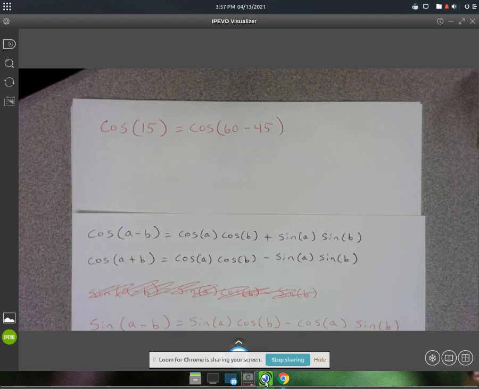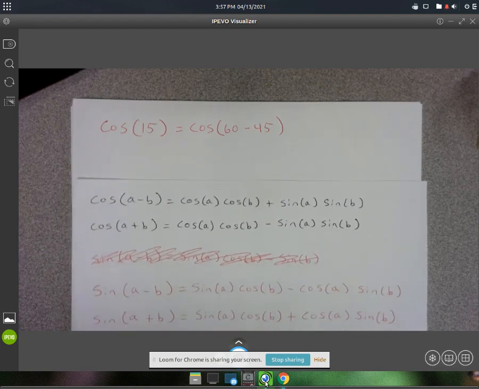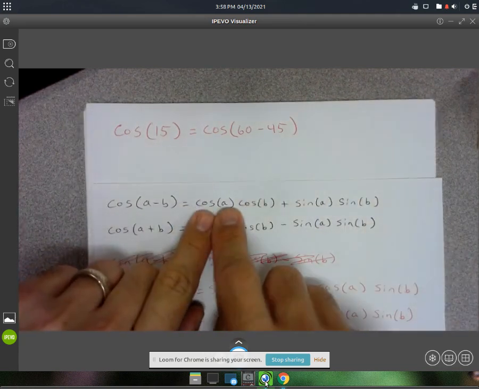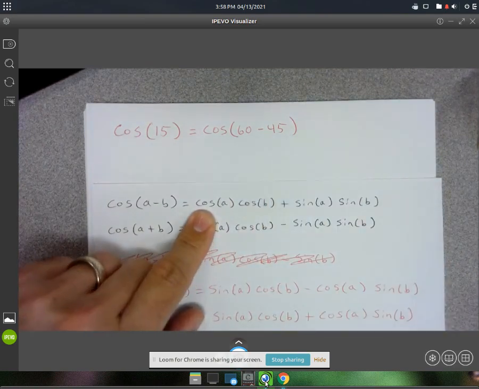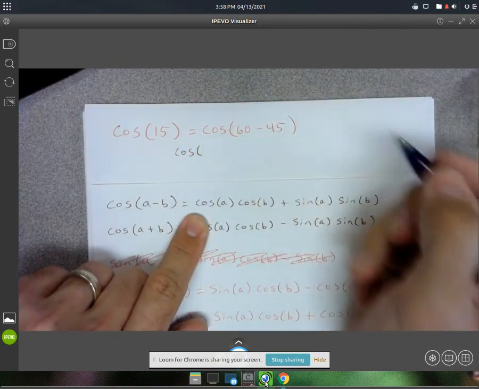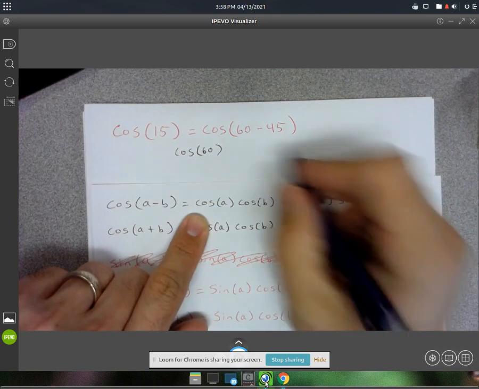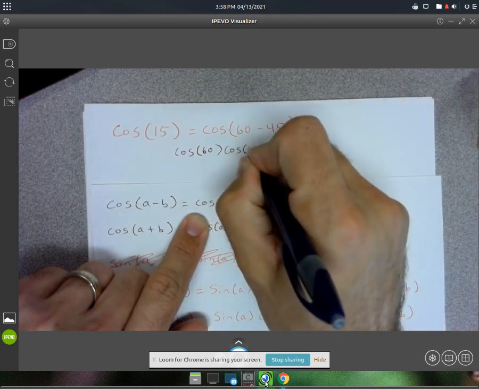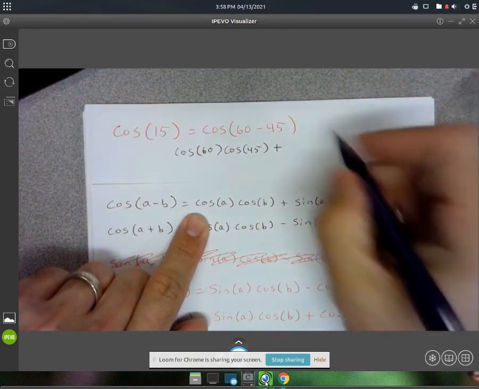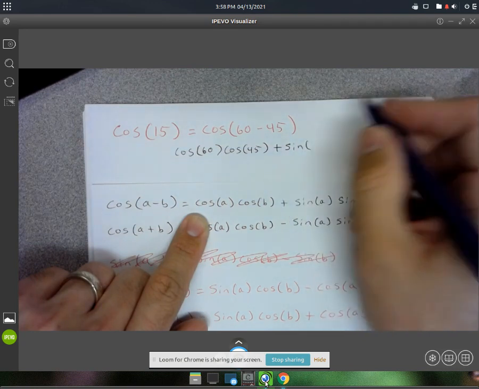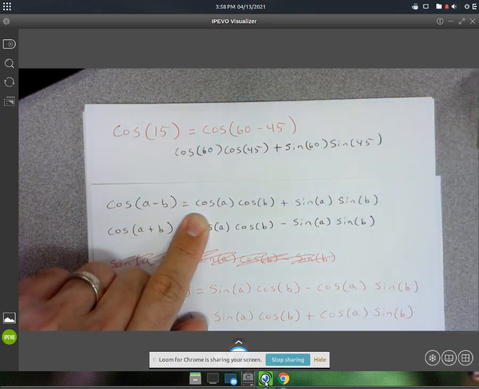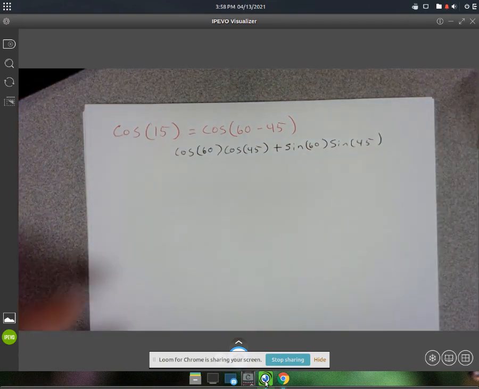All right, so I've got cosine of 60 minus 45, and I can go ahead and use my cosine difference formula now. A is going to be my 60 and B is going to be my 45. So here I go. Cosine of 60, and then cosine of 45, and then it's a plus sign, and then it's going to be sine of those same angles. Sine 60 and sine of 45. Okay, and then all we do from here is just evaluate them.